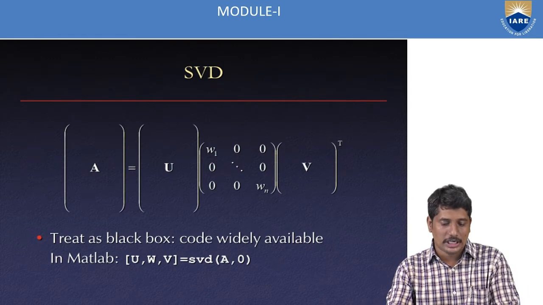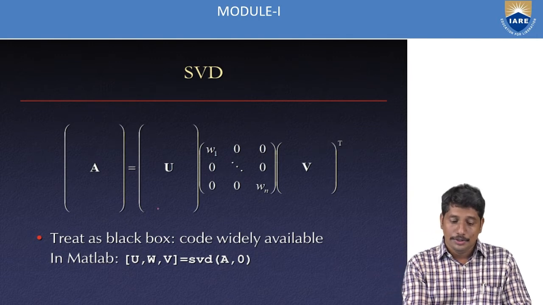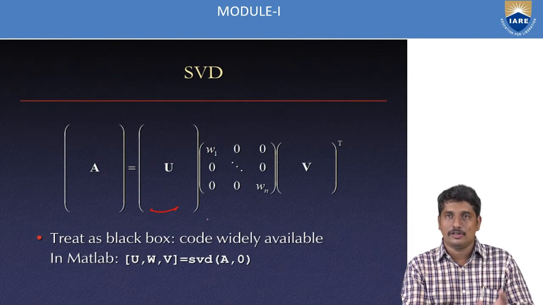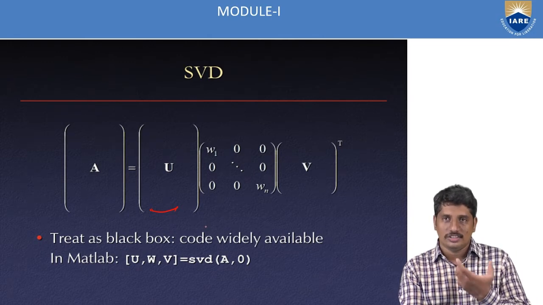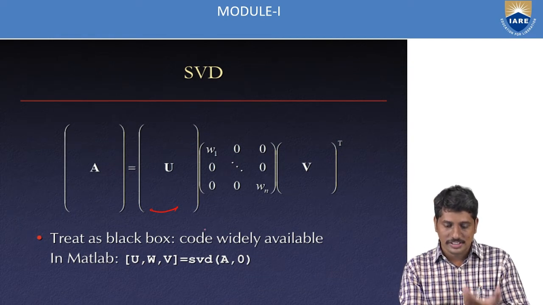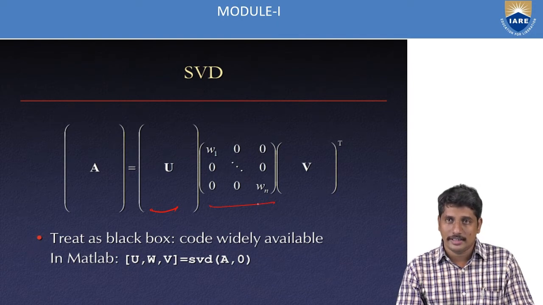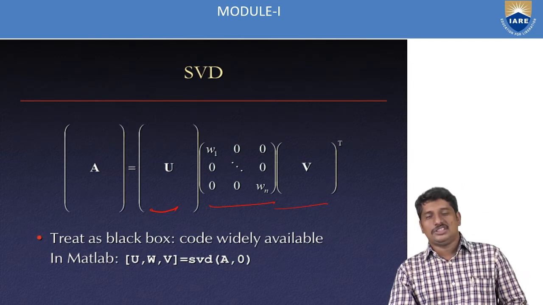So this is how we can see that A is equal to U, orthonormal. But I'll explain what is orthonormal. I'll just recap, because we have discussed in the last class what is orthonormality of vectors and what is the meaning of an orthonormal matrix. And this is a diagonal matrix with the diagonal elements W1, W2, so on, Wn. And V is also an orthonormal matrix, and we're taking the transpose.